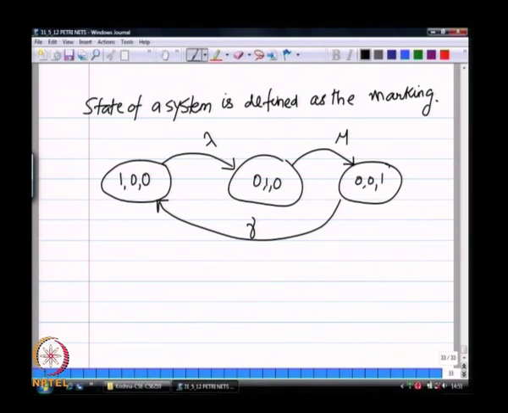How long does it take before a token that starts here comes back to this place? When we come back, that means you have been serviced by all the 3 servers and returned to the starting point. That in essence defines the throughput of the system. So it is the probability of being in this state times lambda, which is the rate of that particular transition.